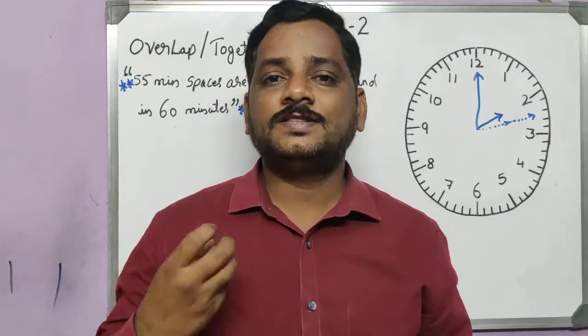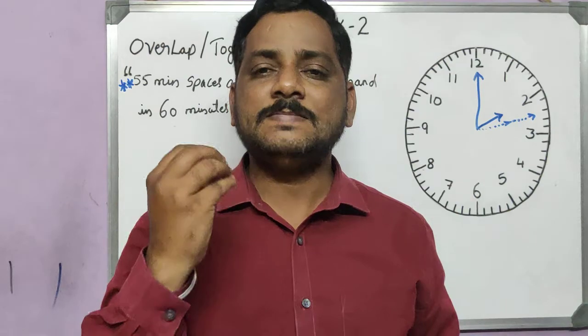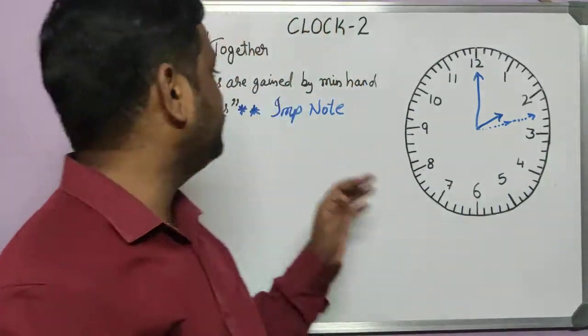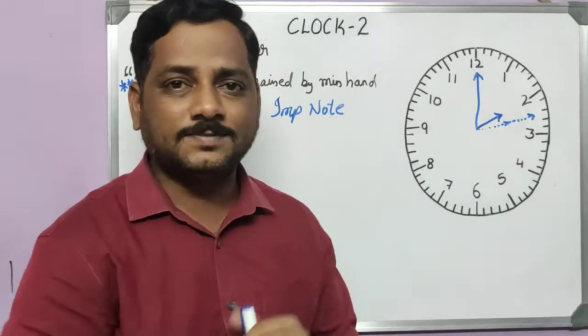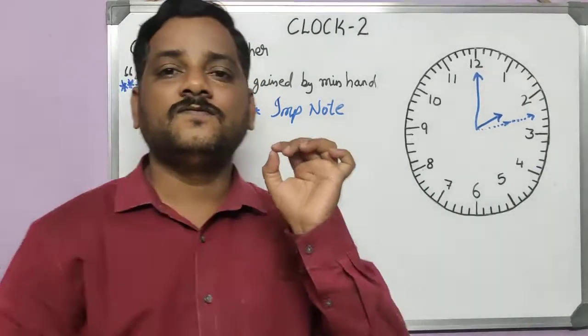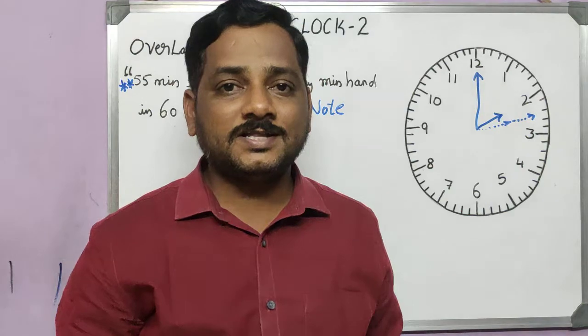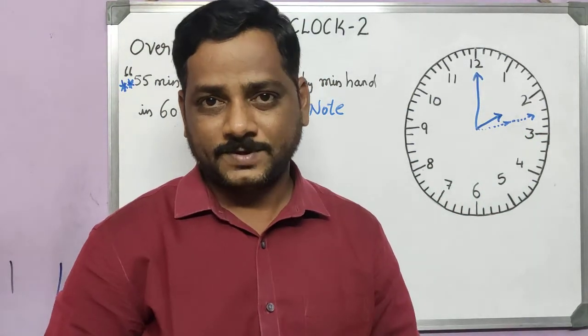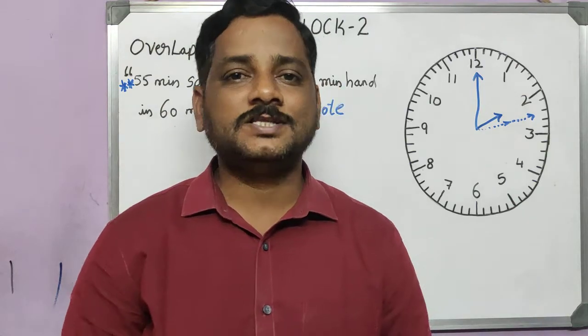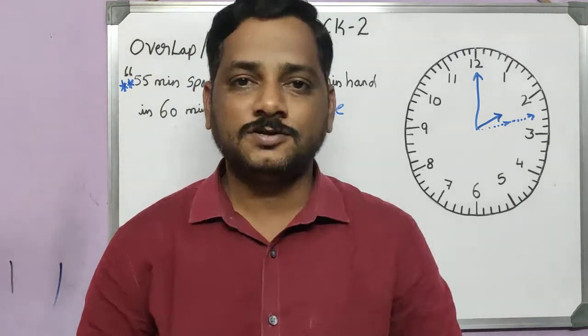To identify this, we need an important note which has been written on the board. You can read it here, and I will explain that part. This note will help us calculate the time at which both the hands are coming together. So without wasting time, let's move on to that important note.